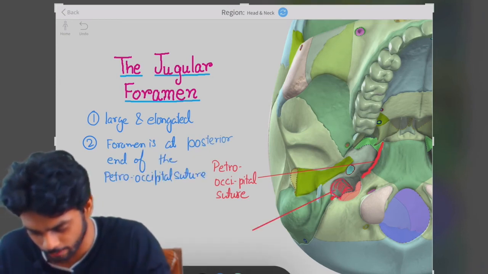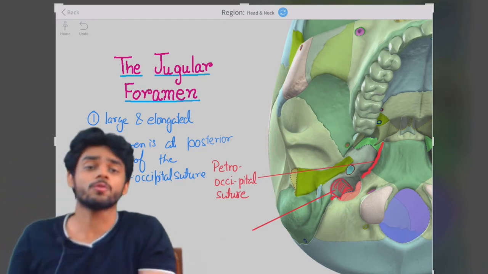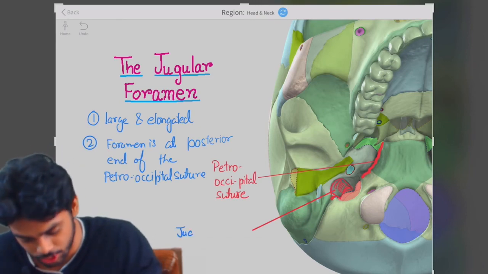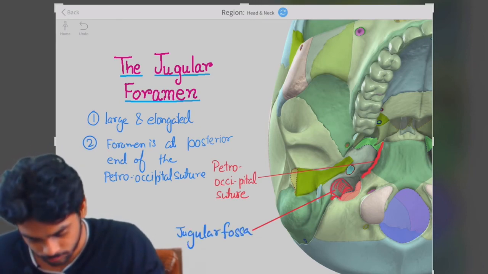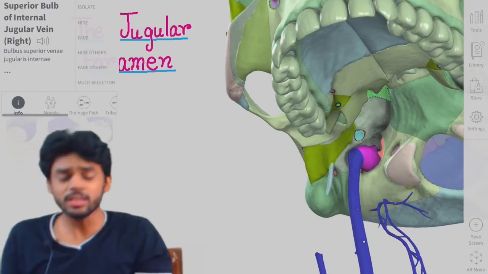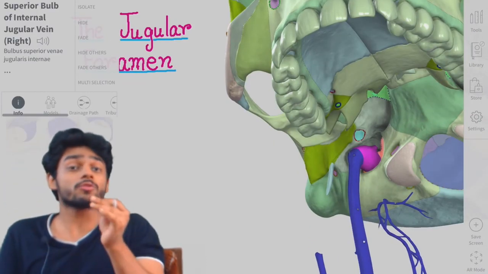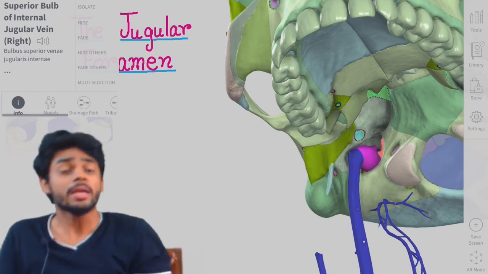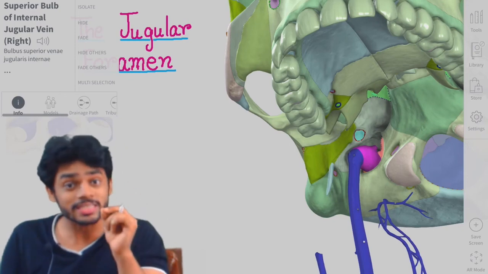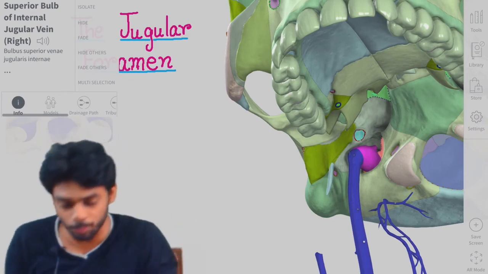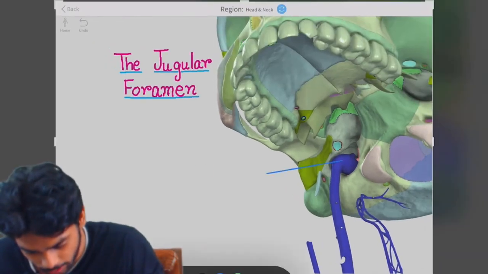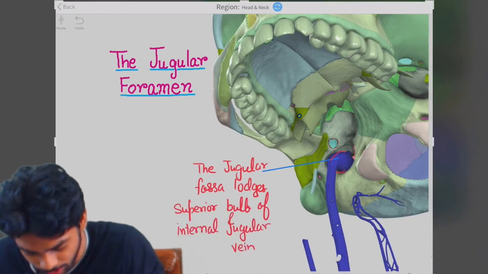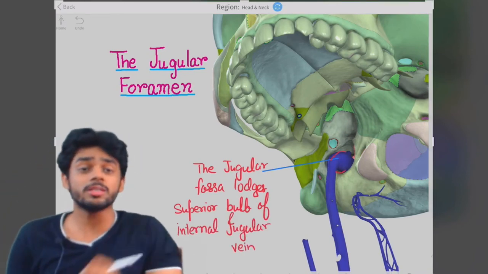And the third point you have, can you see the jugular fossa? The jugular fossa is present here. This is known as the jugular fossa. And see what it lodges. The jugular fossa lodges the superior bulb of the internal jugular vein. Can you see the jugular vein on the screen? Here you can see the superior bulb. Let me mark this part. This is the jugular fossa which lodges the superior bulb of the internal jugular vein. The bulb, can you see here?